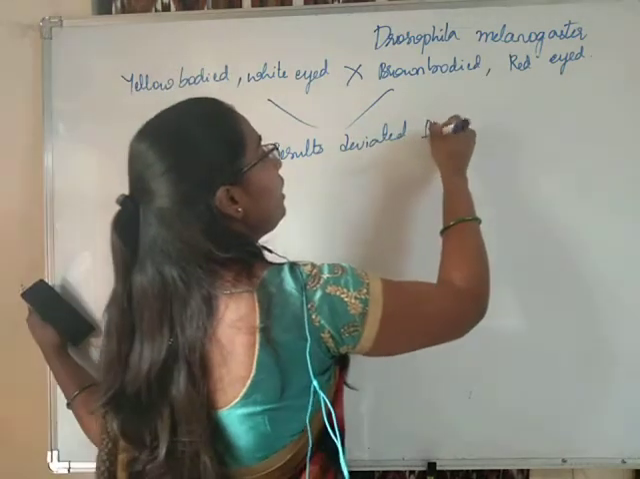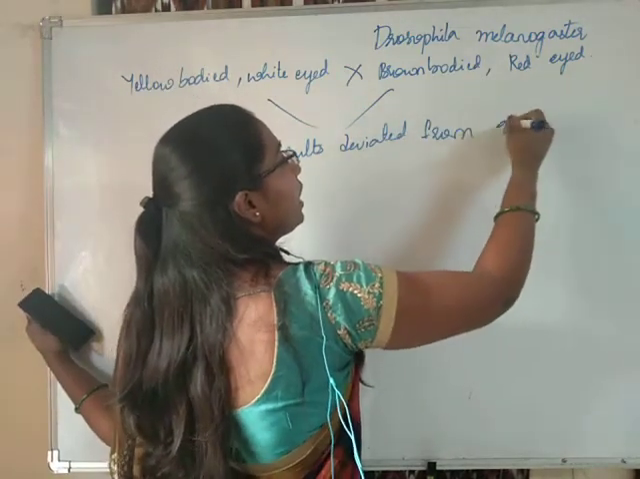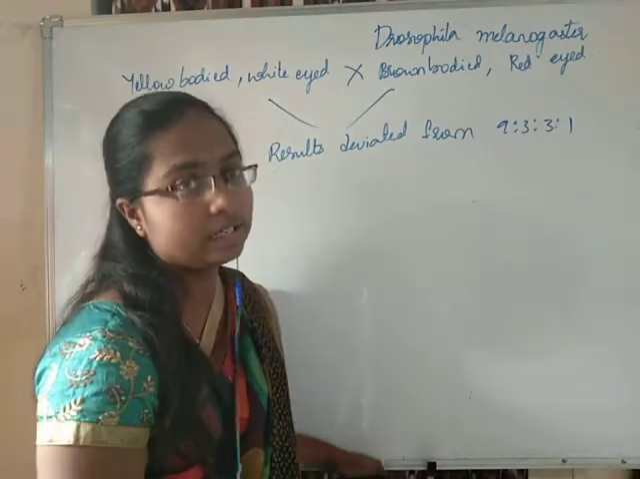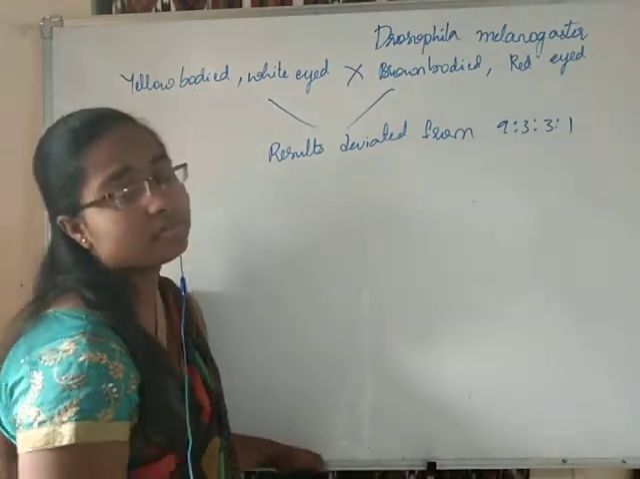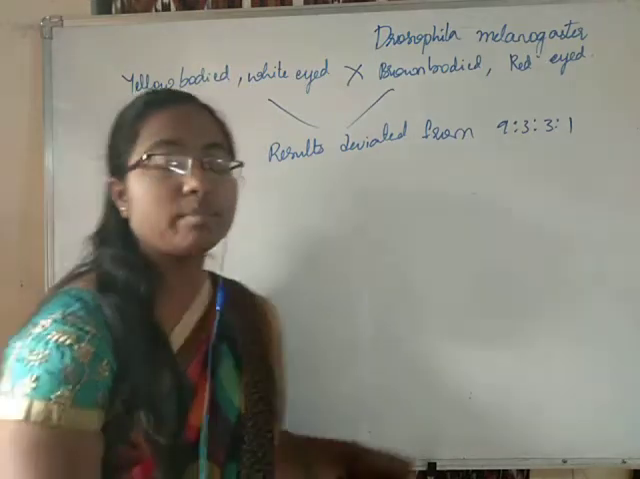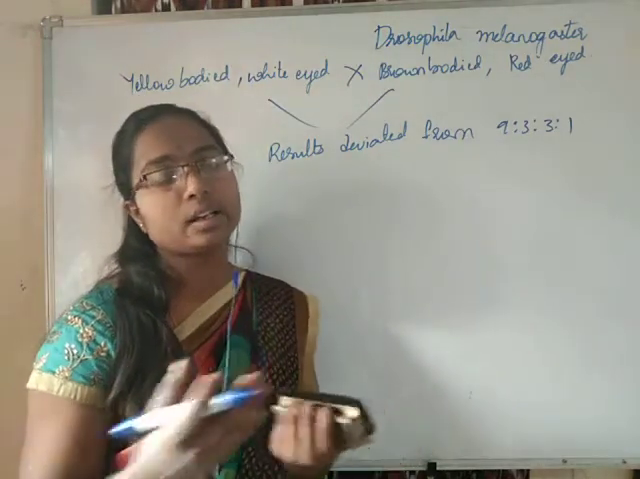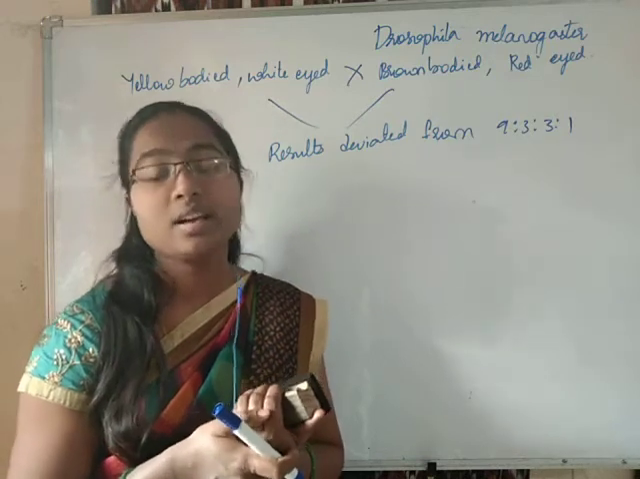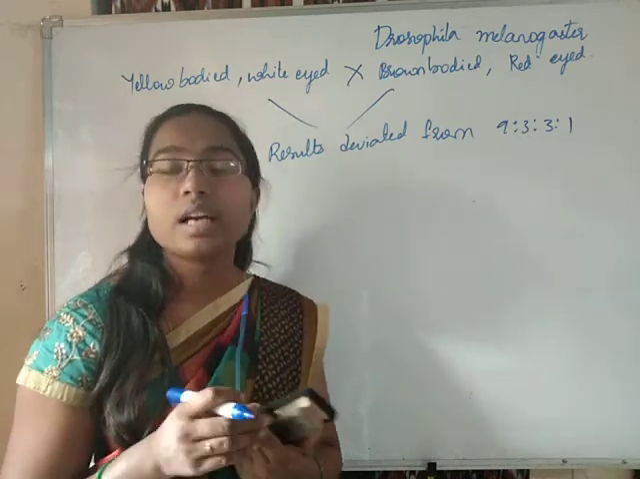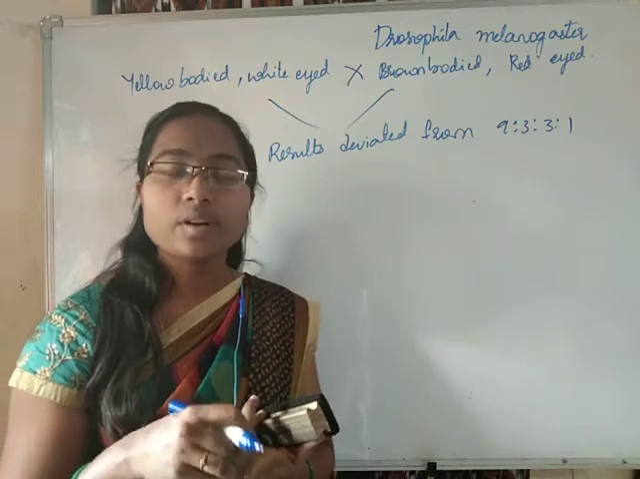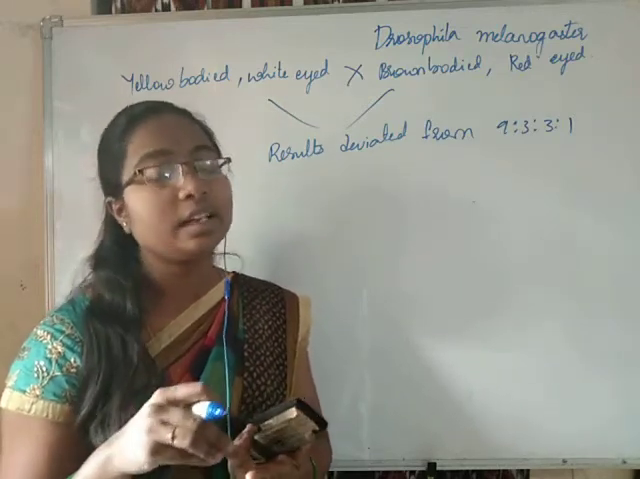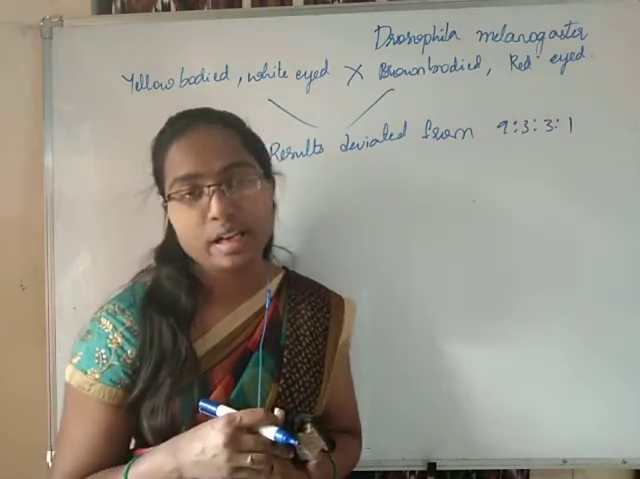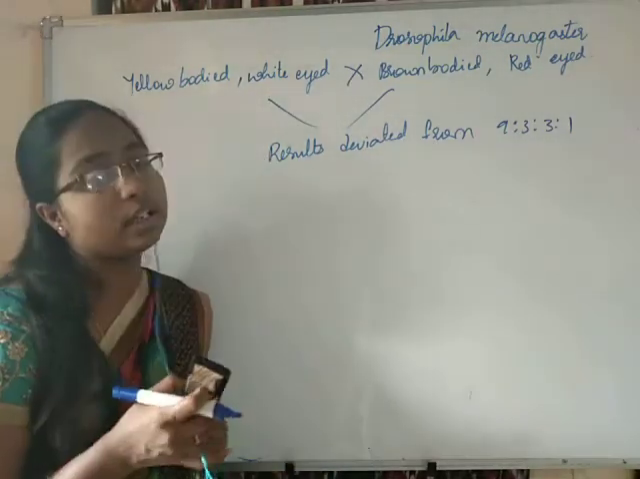The results were deviated from Mendel's 9:3:3:1 ratio. It was the same kind of experiment that Mendel performed. Mendel took a dihybrid cross with two different characters, like yellow round seeds and green wrinkled seeds, two different characters together. The same was done by Morgan.